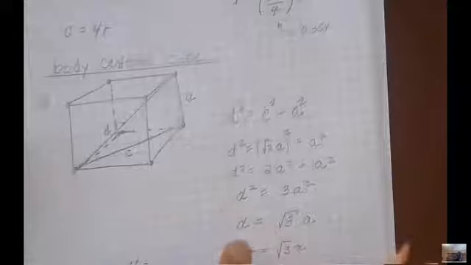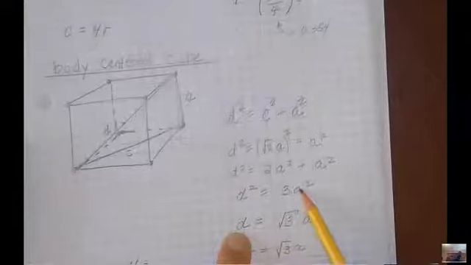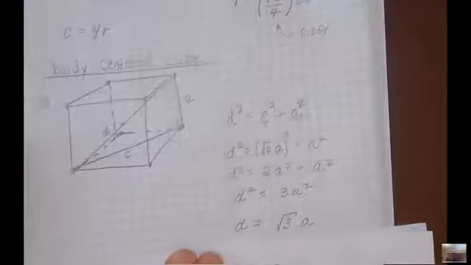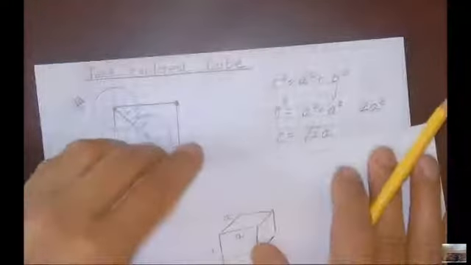Next step, let's solve for d. Solve for d, I need to take the square root of both sides. Take the square root of this, I get d. Take the square root of this, the square root of 3. And then here, I have to take the square root of a squared, so I get a. So I come up with that d was equal to the square root of 3 times a. Whereas for a face-centered cube, it was the square root of 2 times a.